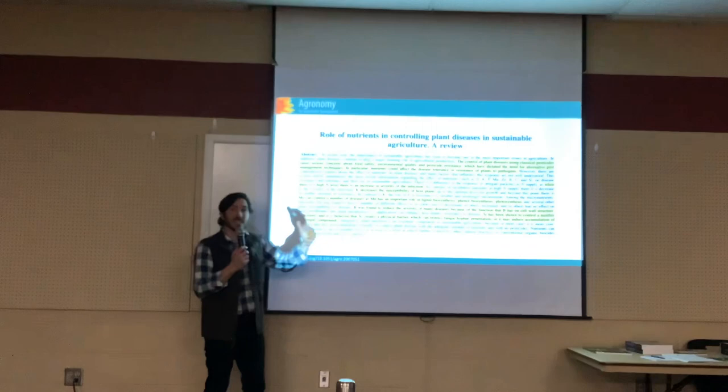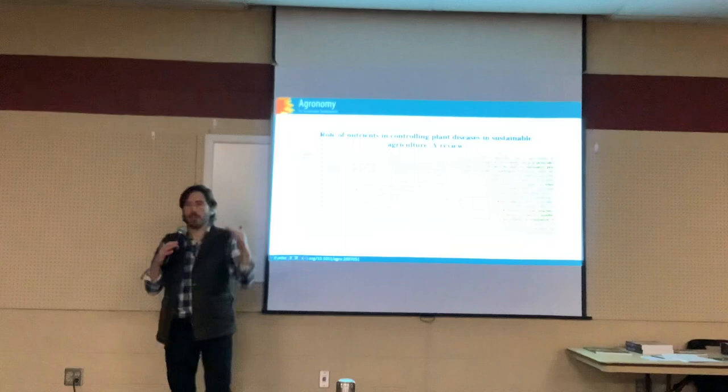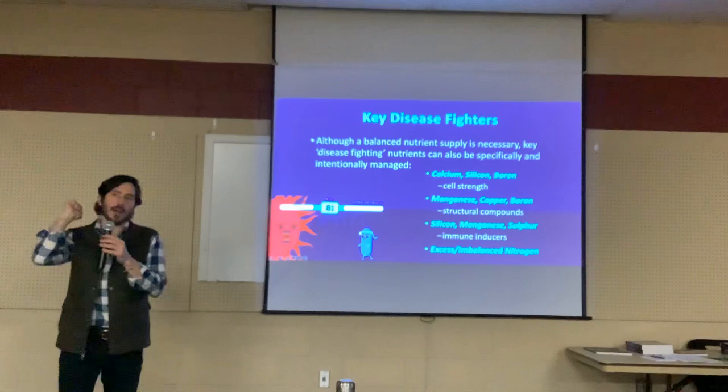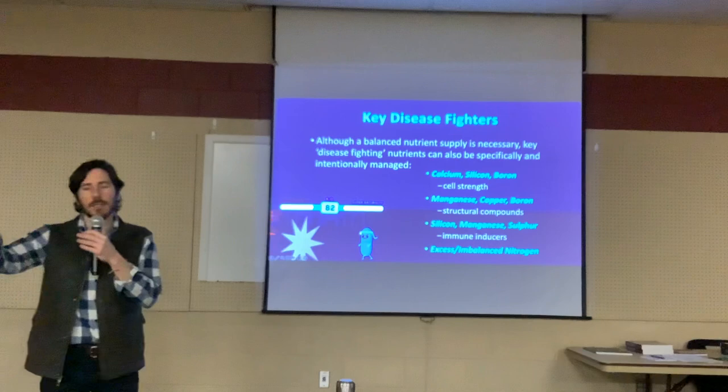And silicon has been shown to control a number of diseases because silicon also helps to create that physical barrier and also produce some of these internal compounds. So I summarized some of that literature into this slide. I think these are my key nutrients to consider if you're really trying to make healthy plants against pests and disease. These are the key ones that I would particularly focus on.